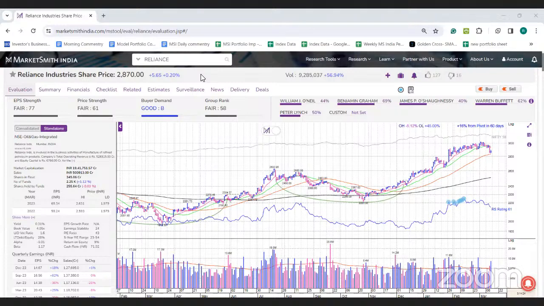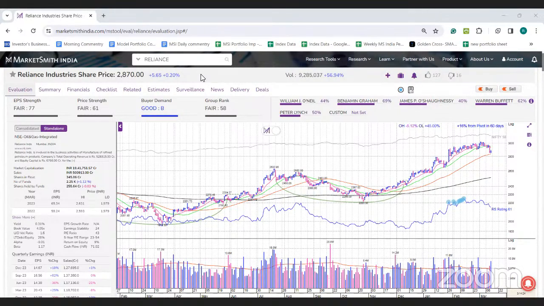Reliance Industries, as you know, all are aware of the fact that it is the highest company in terms of market capitalization. Coming to the recent base pattern, it has broken out and from there it has advanced nearly 20%.